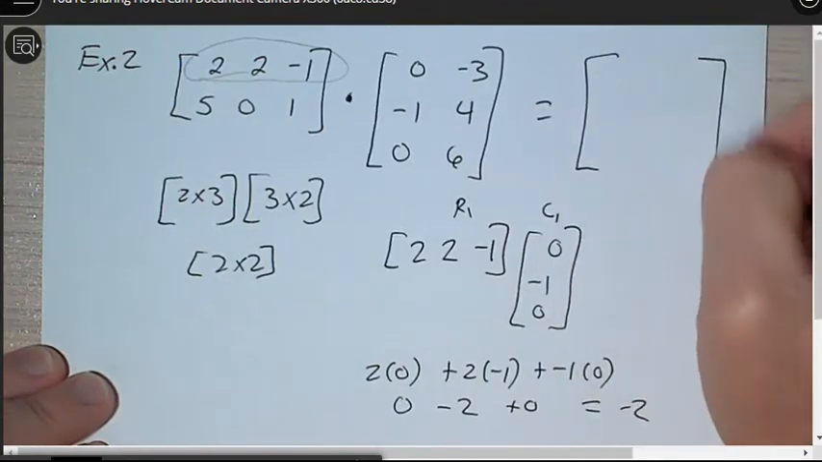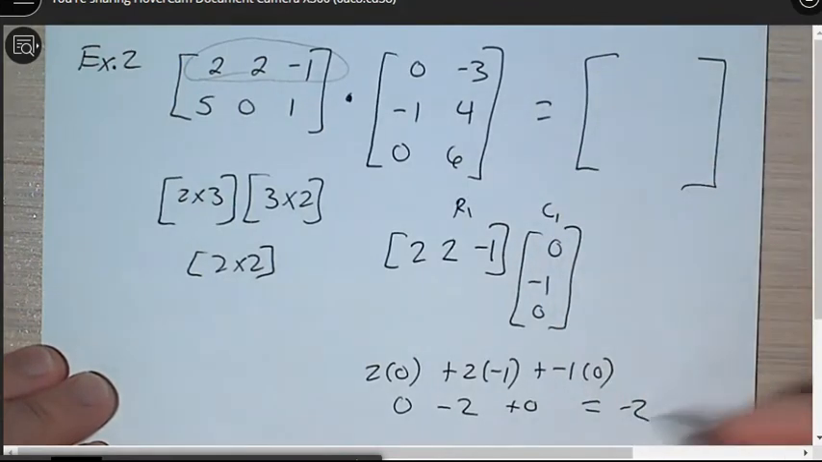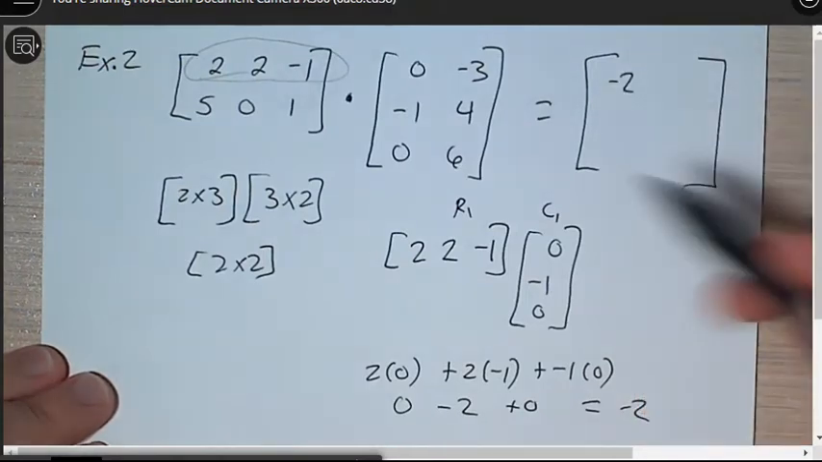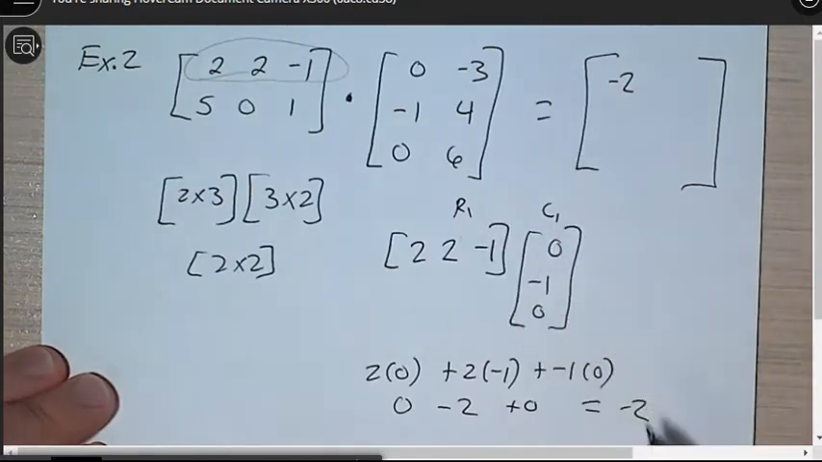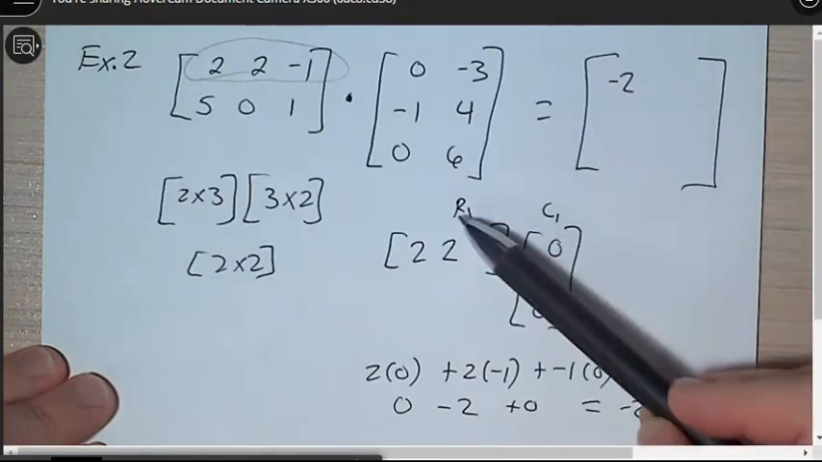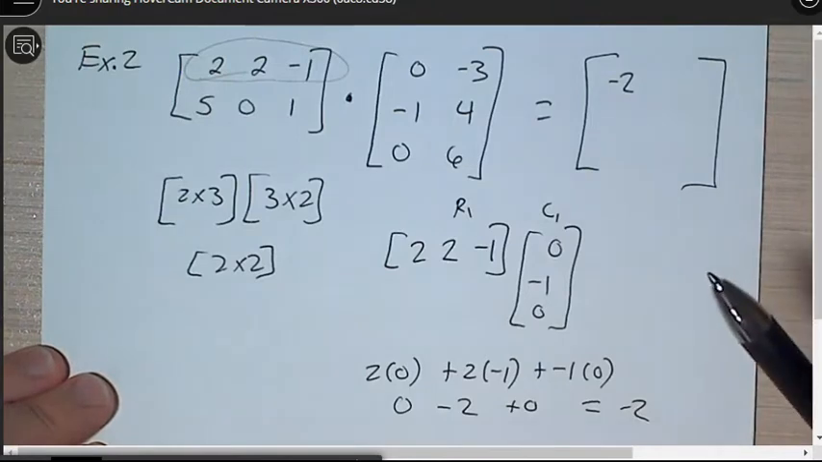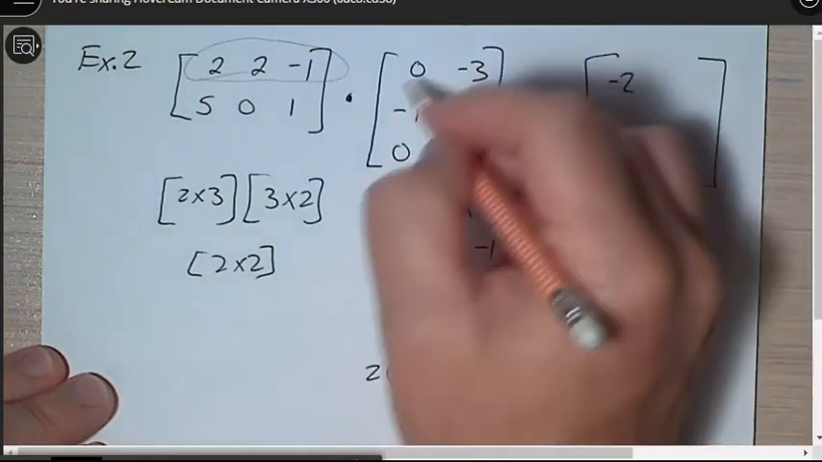Again, we said it's going to come out to be a 2 by 2 matrix. That would put this number in that first location here. Because whatever you're multiplying together, if you're multiplying row 1 by column 1, that answer is going to be in the first row and then the first column. Okay, so we multiplied those two together.